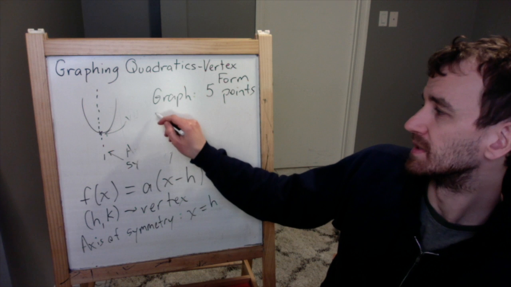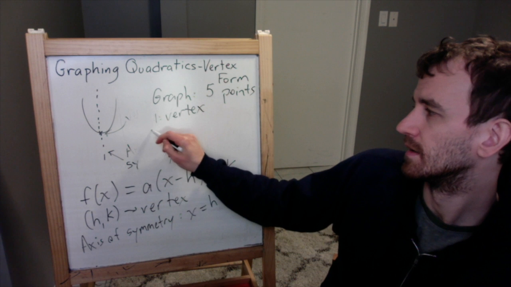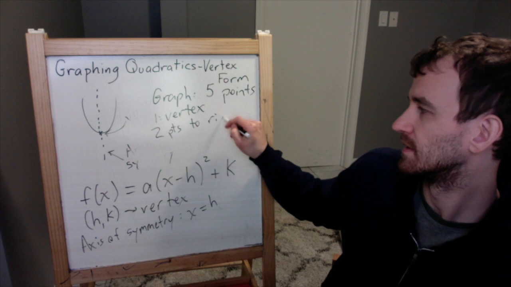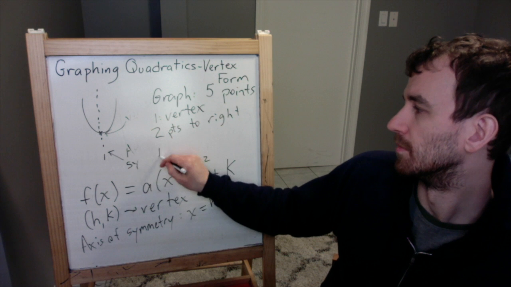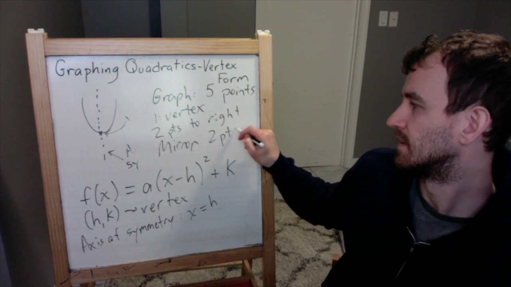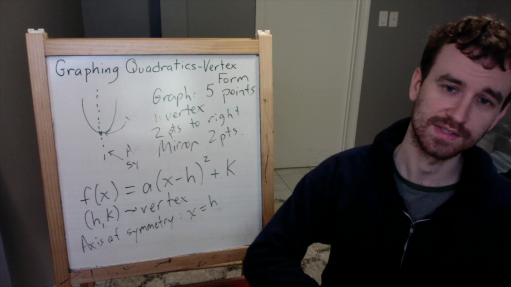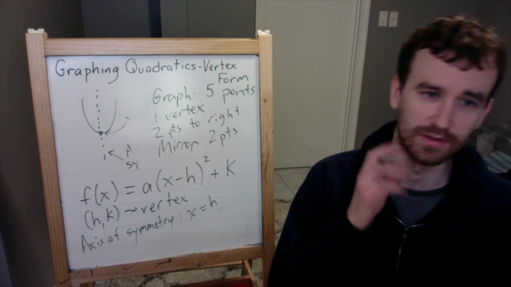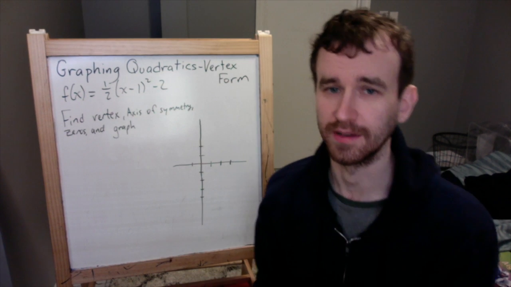I want those 5 points to be 1 point to be the vertex, 2 points to the right of the vertex, and then mirror those 2 points to get 2 points to the left of the vertex. So 5 points, 2 to the right of the vertex, 2 to the left. Figure out the vertex, graph 2 points on one side, reflect them over to get 2 points on the other side. Work through this example of how to graph a quadratic in vertex form.